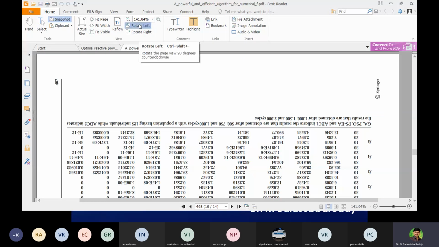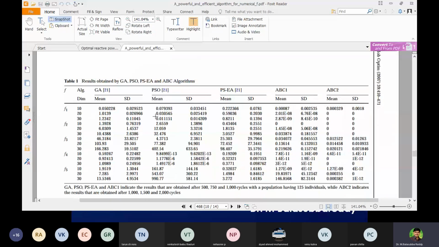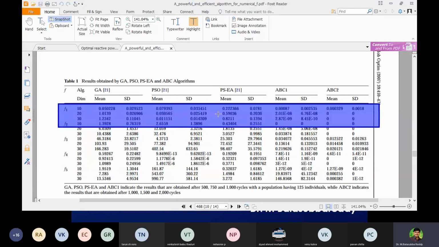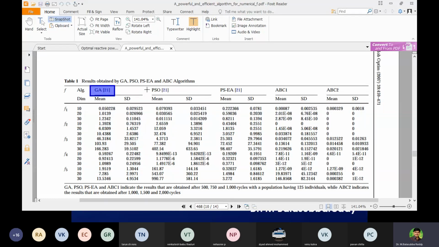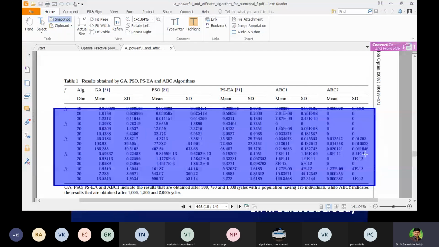Yeah, just a minute. This table shows the same functions, function 1, function 2; we took 5 functions. Each function is solved with different algorithms. So he used genetic algorithm, PSO, a combination of these two, and ABC. He solved all of them, and finally he proved that the ABC algorithm is better than the existing algorithms. That's all. He got a paper.